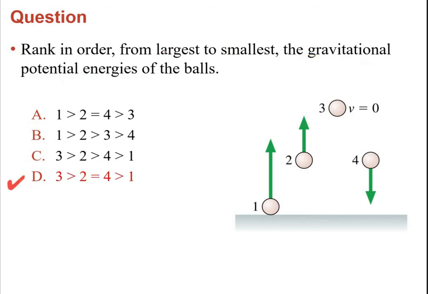So the answer is D. You can see that they're at the same height. So it doesn't matter what their kinetic energy is. We're talking about the gravitational potential energy, which exclusively depends on the height. So 3 is at the greatest height, so its potential energy is going to be greatest. 2 and 4 are at the same height. Their potential energy is going to be the same. And object 1 is on the ground, which is the lowest potential energy.